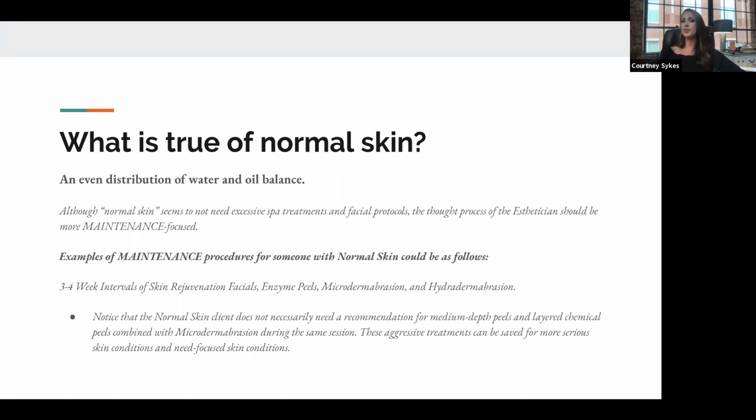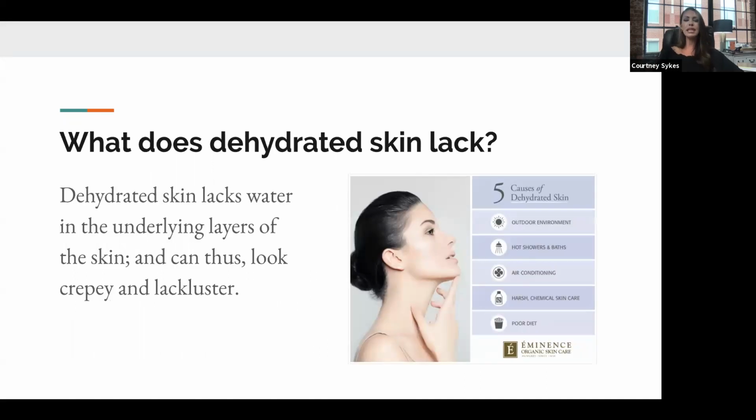Think long-term, okay? The next question, what does dehydrated skin lack? I remember this when I went to esthetician school, and I'll read this and then I'll tell you what we did. So the answer is dehydrated skin lacks water in the underlying layers of the skin and thus can look crepey and lackluster.